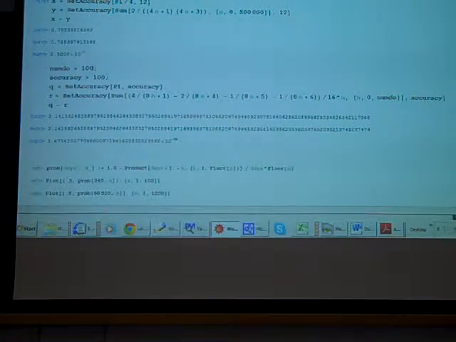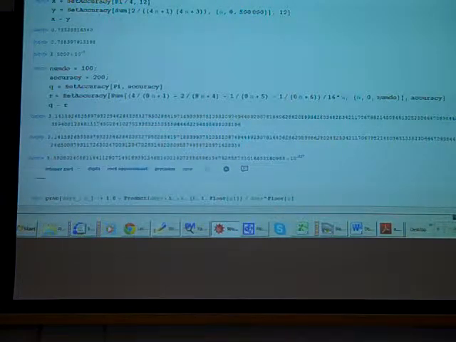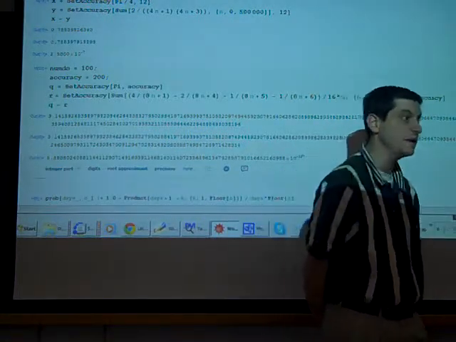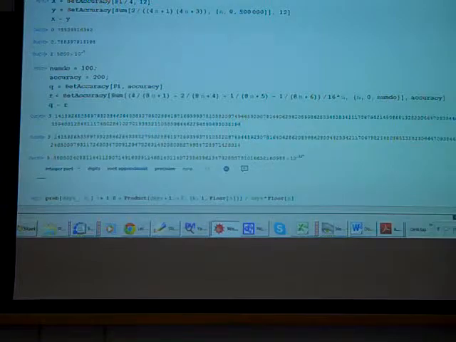Let's take 100 terms. I'll bump up the accuracy. So with 100 terms, I've got 127 digits accuracy. This is a significantly better formula. This is one of the most famous formulas to calculate pi. What's wonderful about it is it allows you to jump ahead.